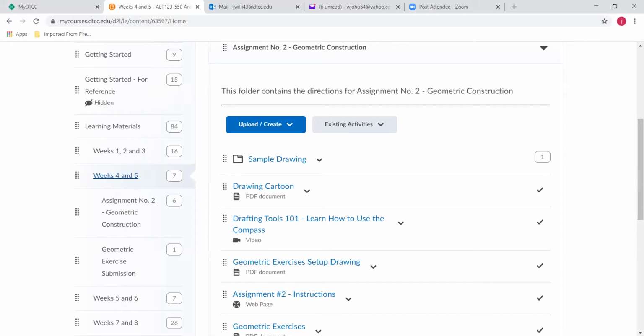Mr. W, I have a question. Yes. What other materials do we need to use for this assignment? The compass, the scaling ruler, okay, the compass, architect scale, okay, and the adjustable triangle. That's it?